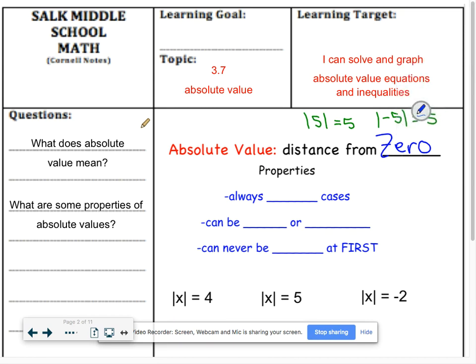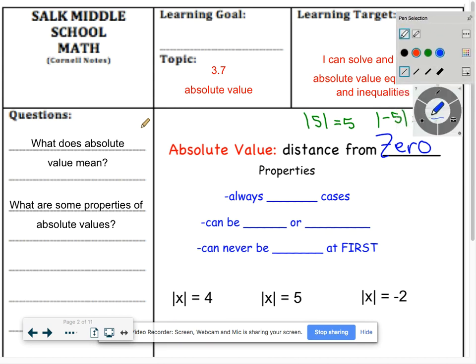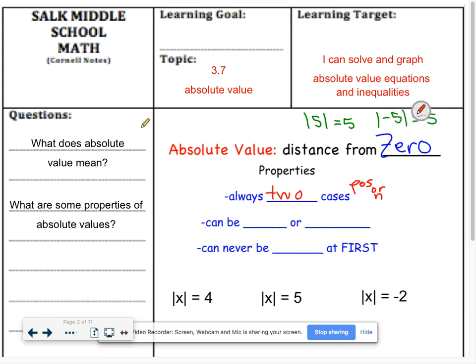And so that brings me to the lovely cases. There are always two cases to absolute value. It can be a positive number or it can be negative. Ooh, look. As you can tell, I didn't teach 8th grade last year, so I forgot I even had this. What do you think I should put here? Can be blank or blank. I just told you. Negative. Yes, it can be positive or it can be negative. It can never be negative at first, because absolute value is always positive unless you have that drop down.